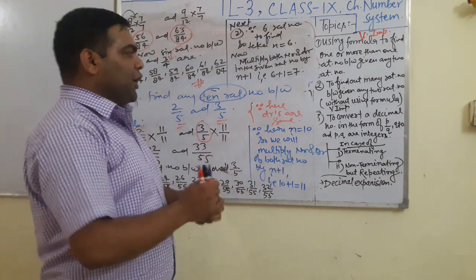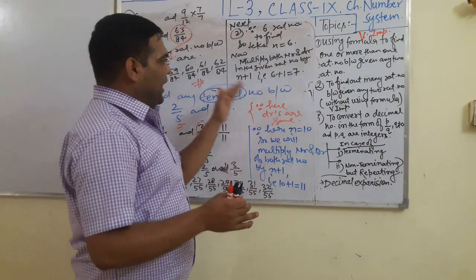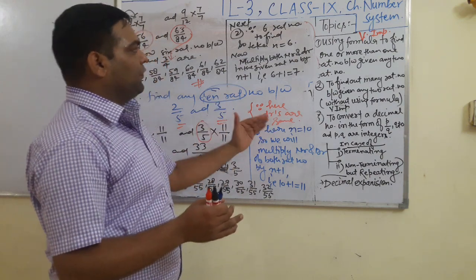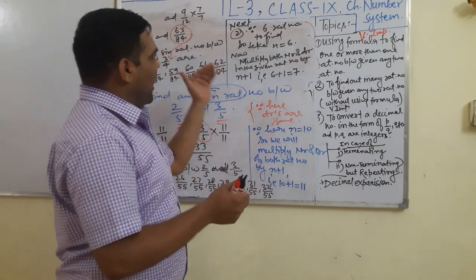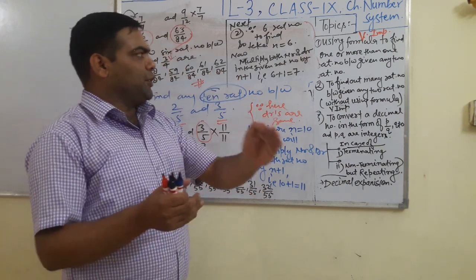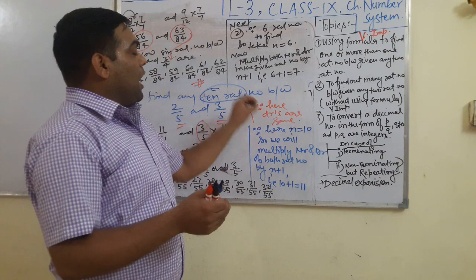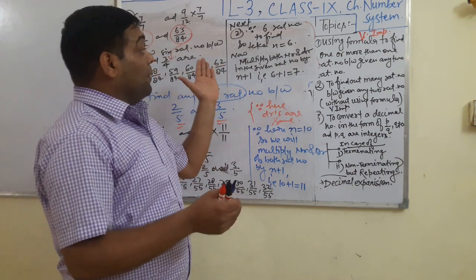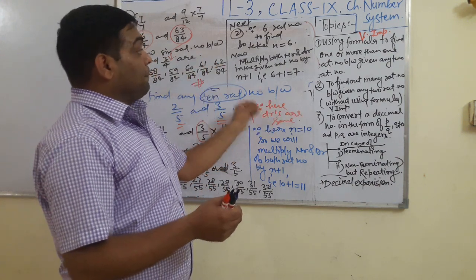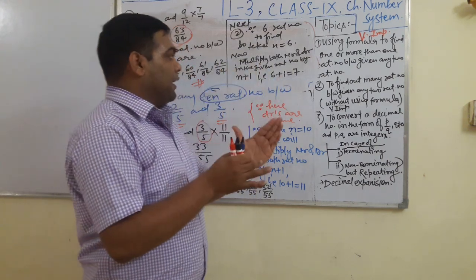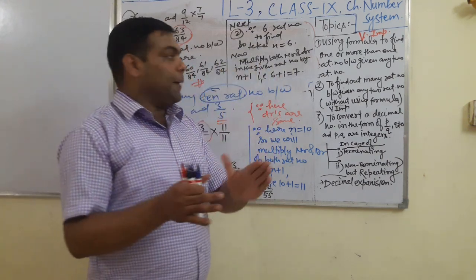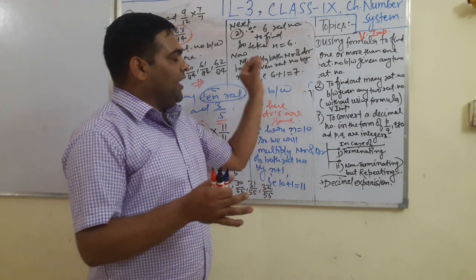In this way, students, today in this lecture I have made clear to all of you how to find one or more rational numbers between any two given rational numbers with the help of the formula, and how to find many rational numbers between any two given rational numbers without using the formula. I hope students all of you have got my point clearly, easily.